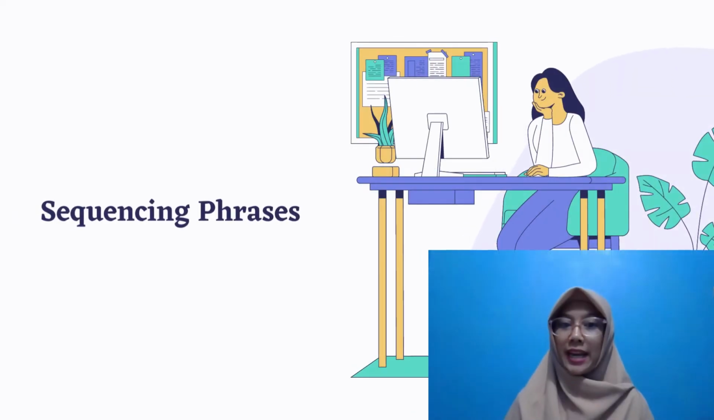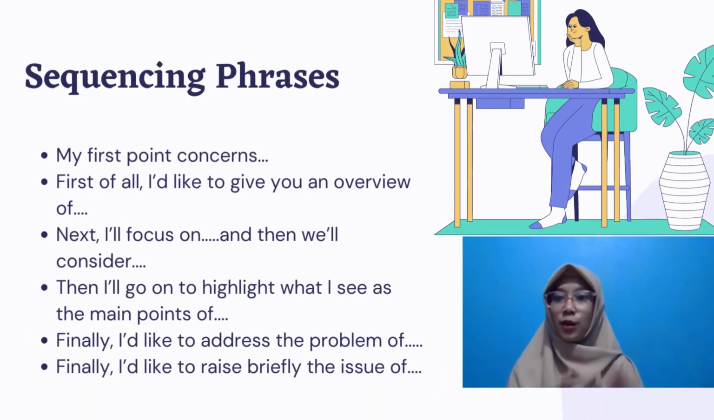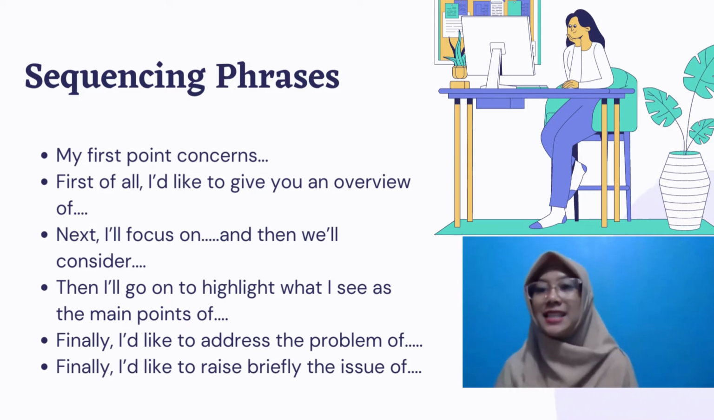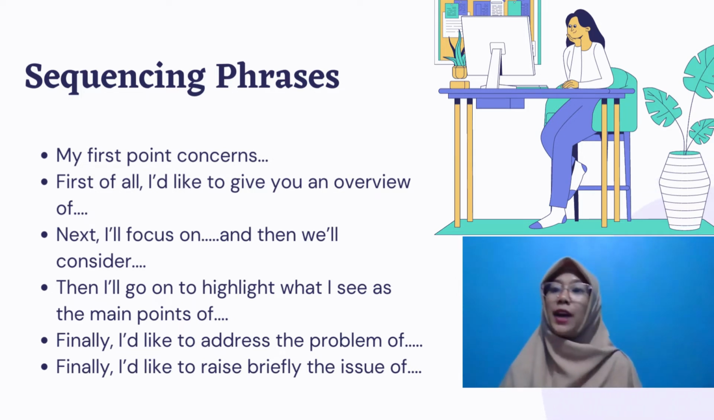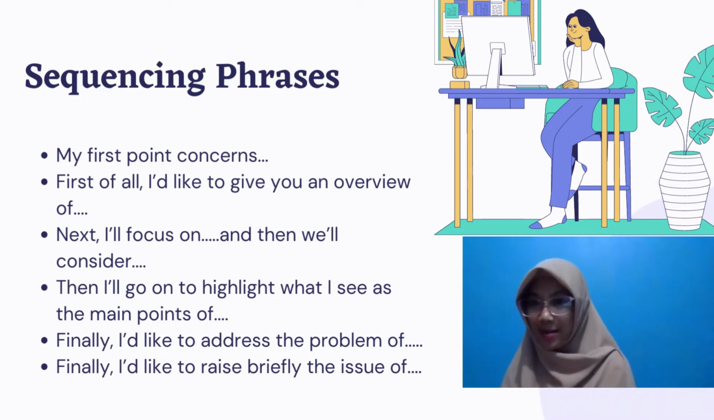To make it great, you can also use such sequence phrases. For example, my first point concerns, or first of all, I'd like to give you an overview of, and then next I'll focus on, and then we'll consider, and finally I'd like to address the problem of.